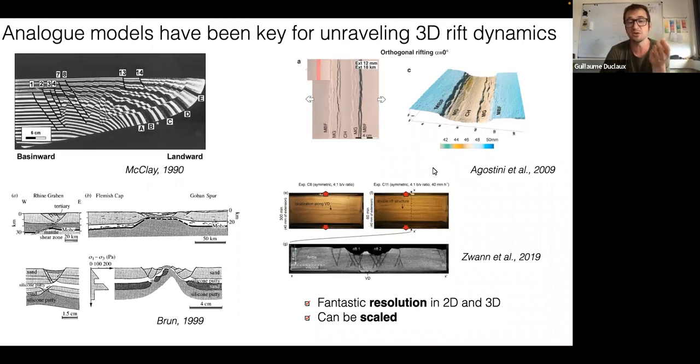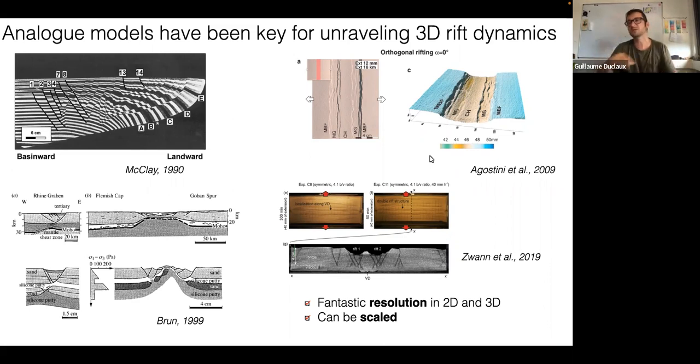So some of the advantages of these analog models is that they've got a fantastic resolution, both in 2D and 3D. You see beautiful structure at the surface. It's pretty amazing what you can do with the sandbox, I suppose. And some of them can be scaled. Also, there are still some issues with that. Scaling is not always easy to do, especially with gravity.